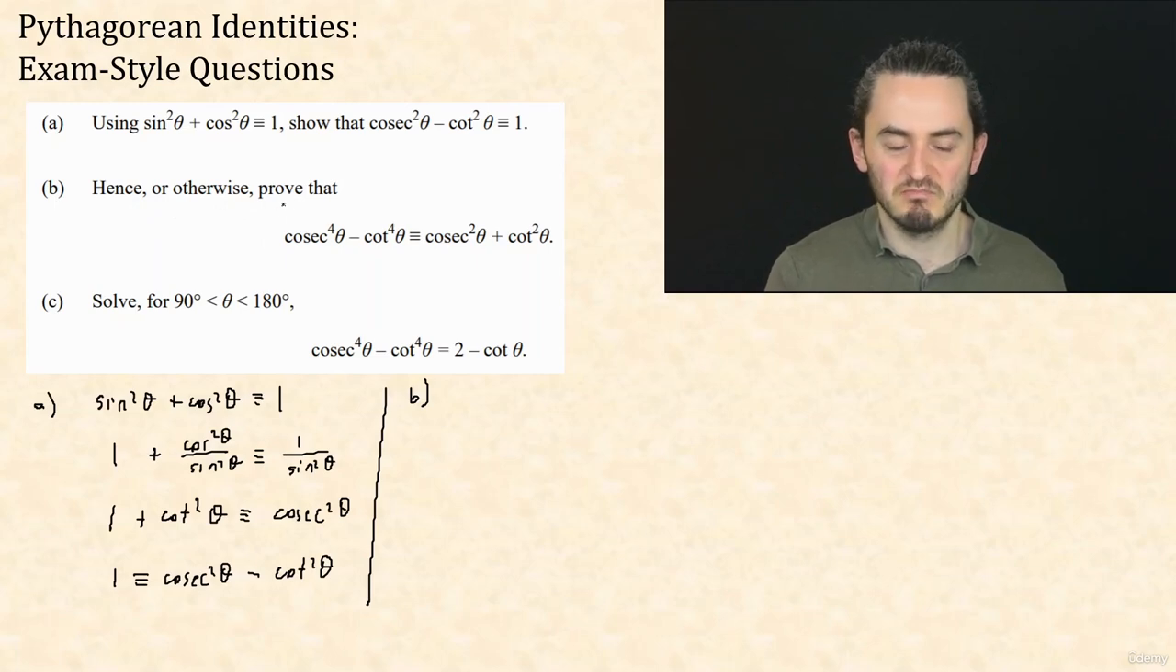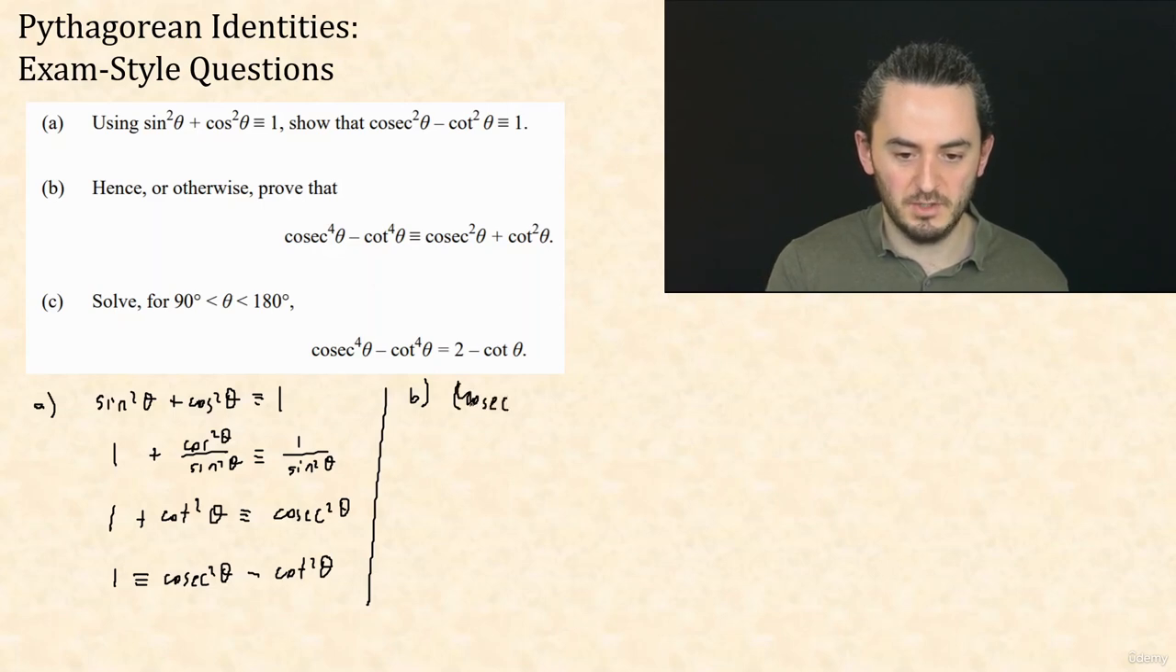So hence, prove that cosec to the 4 theta minus cot to the 4 theta is identical to cosec squared theta plus cot squared theta. Well, look, this is the difference of two squares here. This is like we looked at in a previous video. Actually, let's lay this out properly. Left-hand side is cosec to the 4 theta minus cot to the 4 theta.